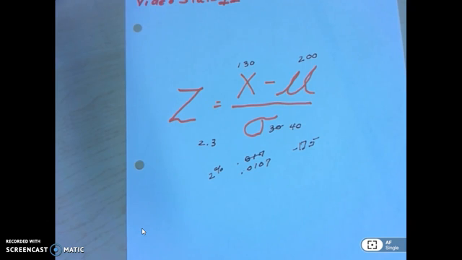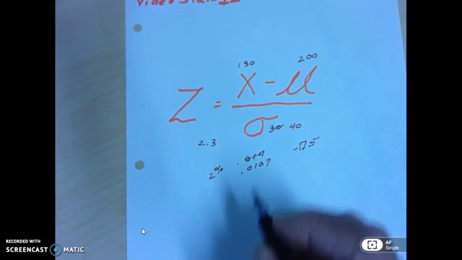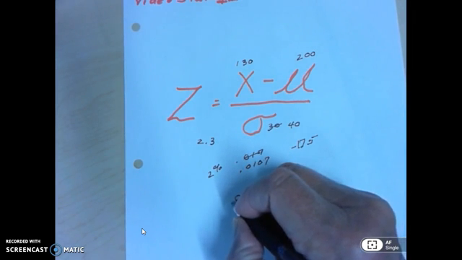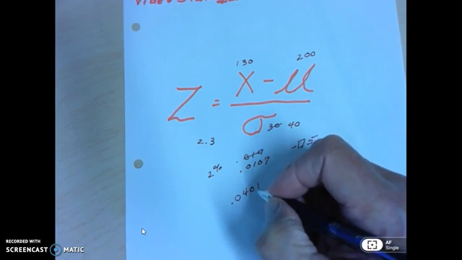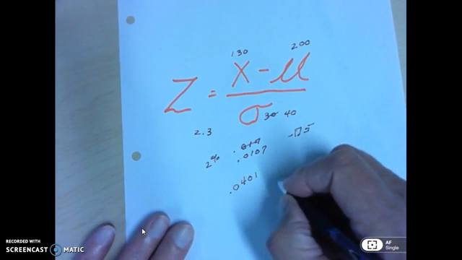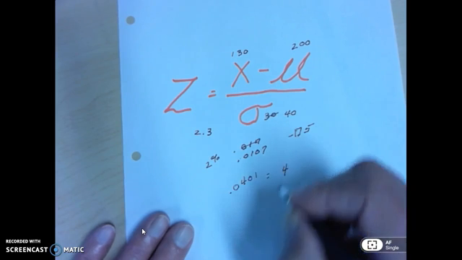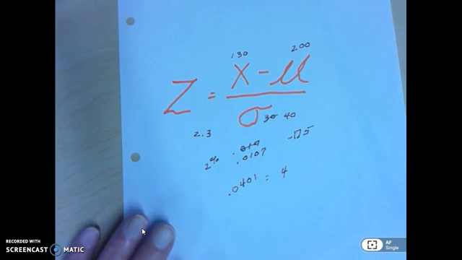Under z, there isn't a 1.75. There is a 1.7. So basically what I can do is count over to the 5th place. So I intersect 1.75, count over 5 places, and I have 0.0401. Now, basically, what this means, if I change this to a percent, I have a 4. And what this 4 means is that I've lifted as well or better than 4 individuals in the room.